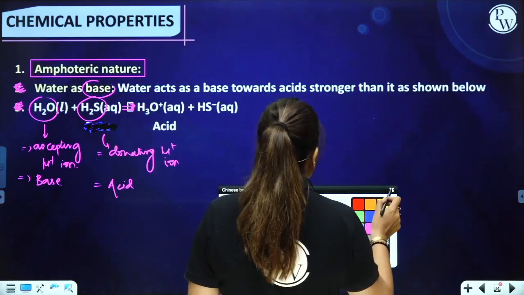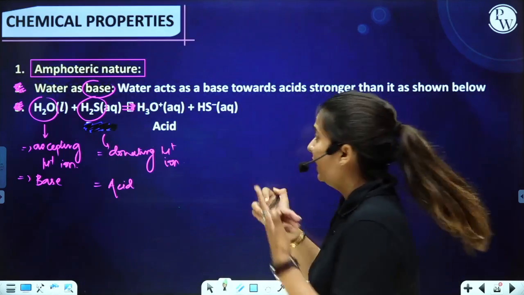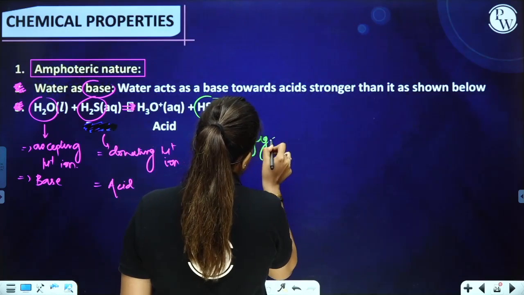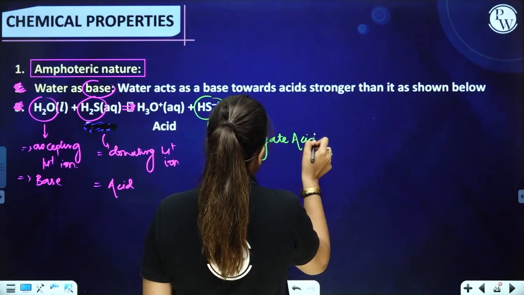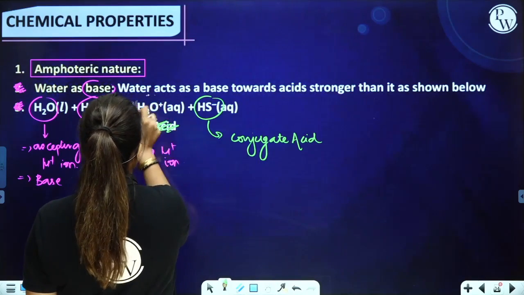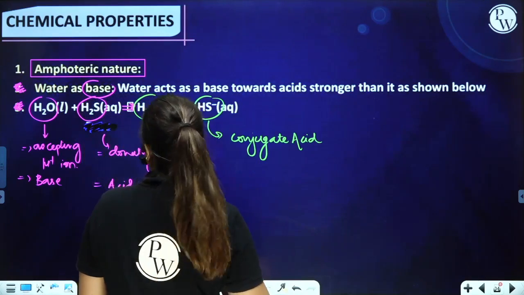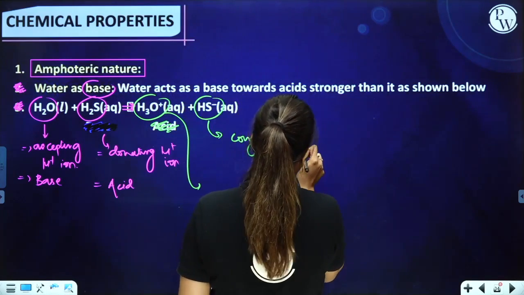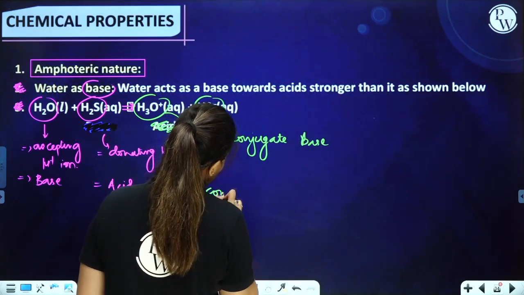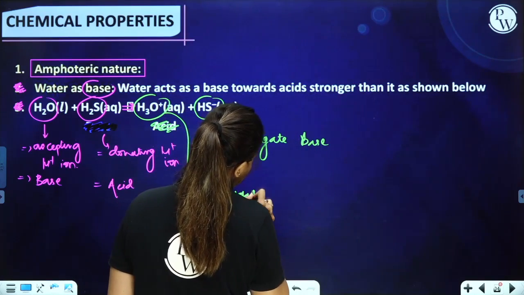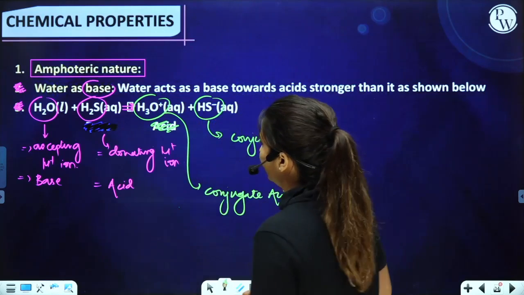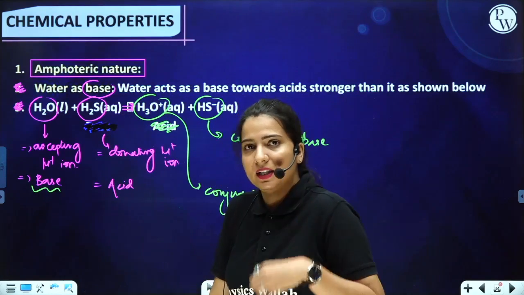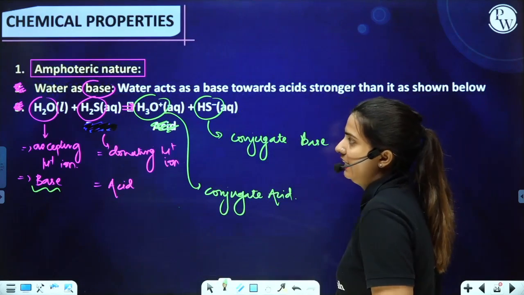Whenever we have something donating the H positive ion, it is becoming a conjugate acid. And this H3O positive, as a result, is becoming a conjugate base, and this is becoming a conjugate acid. Always remember this. Whenever something is a base, it is accepting one H positive ion, it is becoming a conjugate acid.